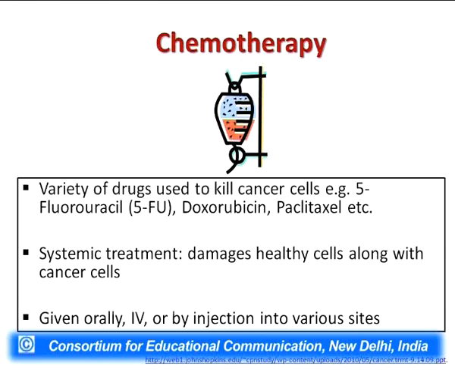These drugs include fluorouracil, doxorubicin, and paclitaxel. Various forms of chemotherapy drugs have been found, and they are recommended for different kinds of cancer. The major disadvantage of these chemotherapy drugs is that they also affect healthy cells.